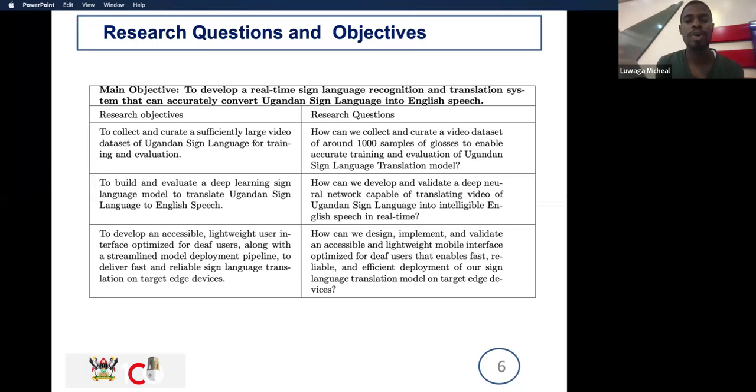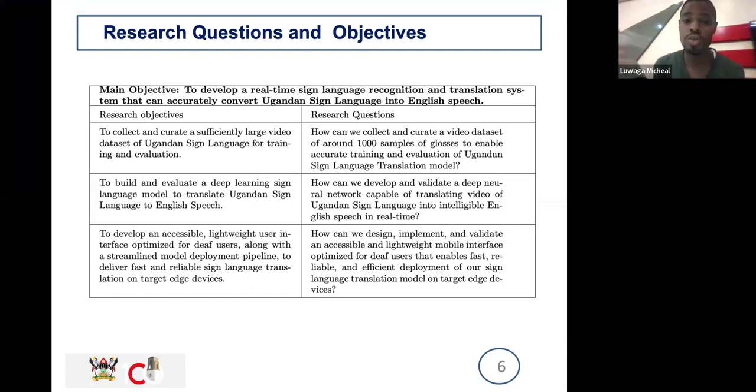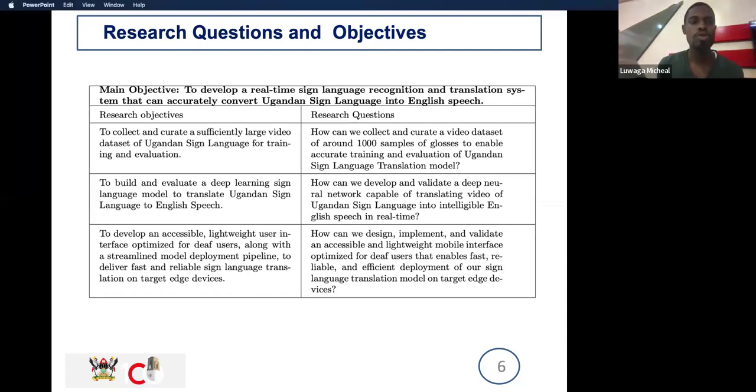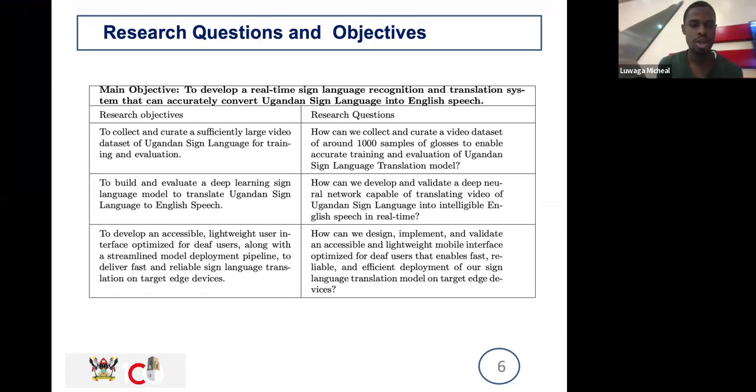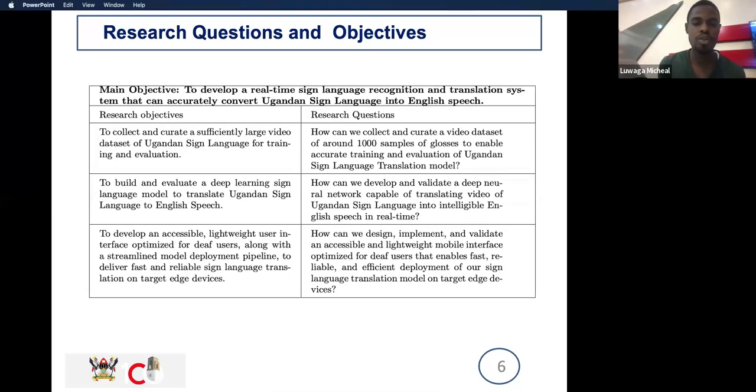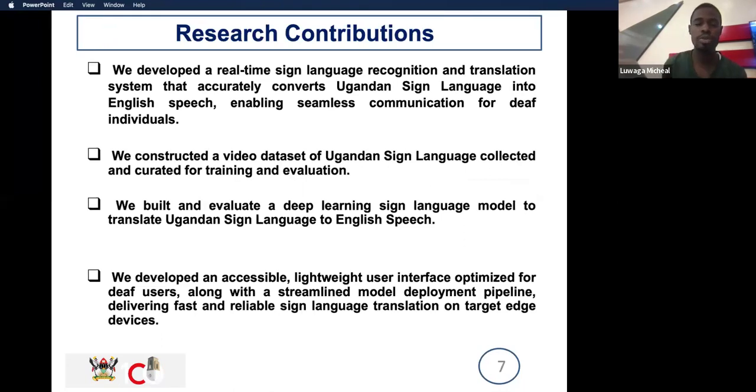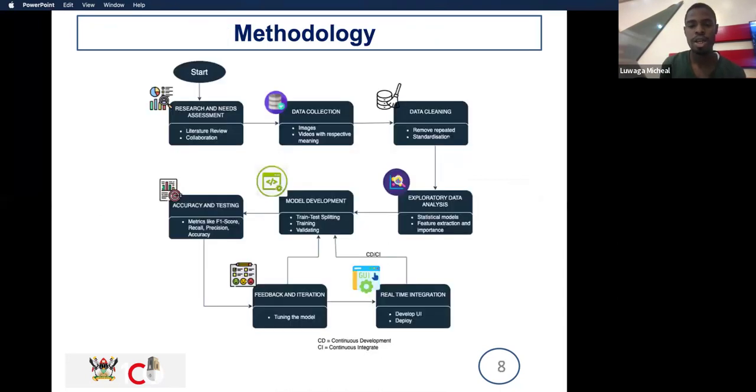Some of the objectives here: we have to develop a real-time sign language recognition and translation system that can accurately convert Ugandan Sign Language into speech. Also to collect and curate a video data set for Ugandan Sign Language, to build and evaluate a deep learning language model to translate Ugandan Sign Language, and also to develop an accessible lightweight user interface for this model. So those are the contributions that we made. We constructed the video data set, we built and evaluated the deep learning model, and also developed a lightweight interface.